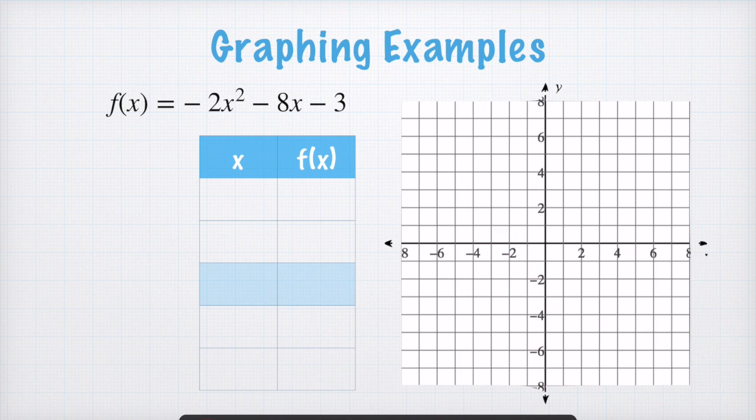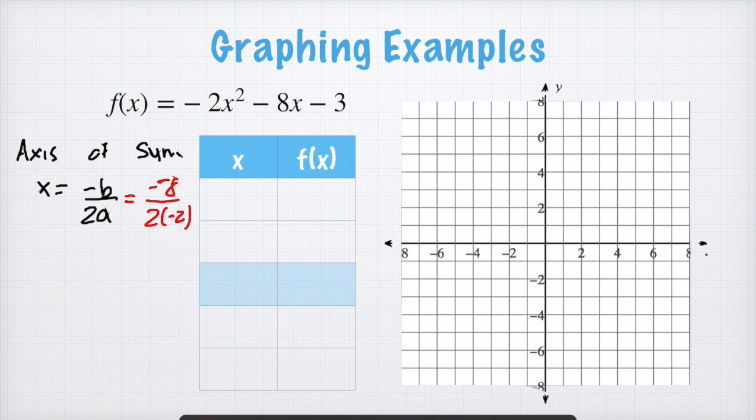Let's do it again. We're going to find our axis of symmetry. And remember that our axis of symmetry is x is equal to the opposite of b over 2 times a. So in this case, when we plug in everything, we're going to get negative 8 over 2 times negative 2. We plug it in, we chug it out, and what we're going to get as our axis of symmetry is negative 2.